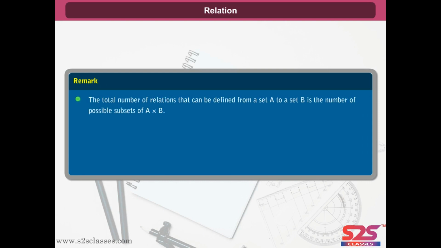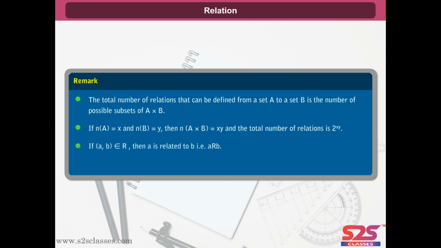Remark: the total number of relations that can be defined from a set A to a set B is the number of possible subsets of the Cartesian product of A and B. If the number of elements of A is x and the number of elements of B is y, then the number of elements of the Cartesian product is x·y, and the total number of relations is 2 raised to the power x·y. If the ordered pair (a, b) belongs to relation R, then we say that a is related to b, and if the pair does not belong to the relation, then a is not related to b.